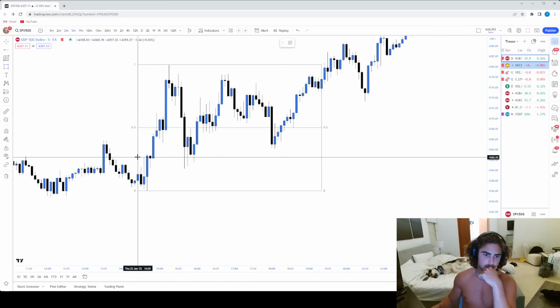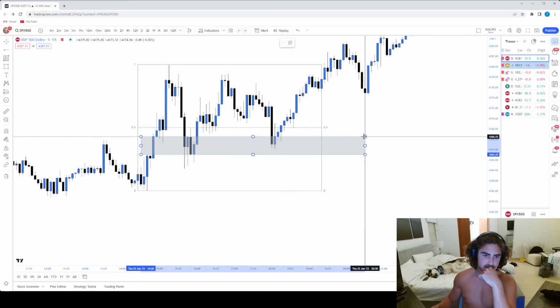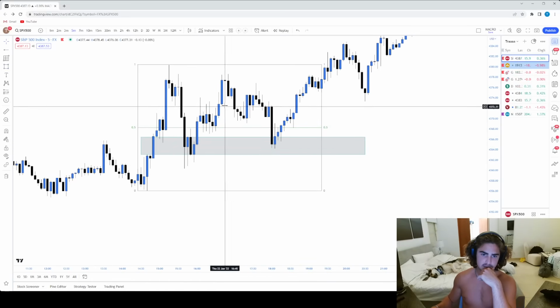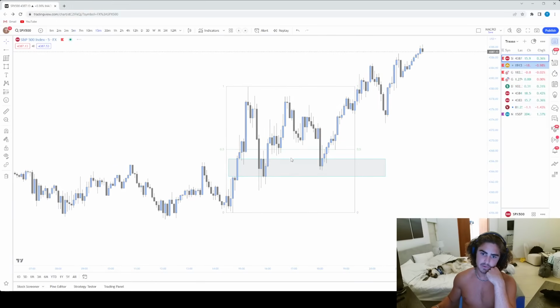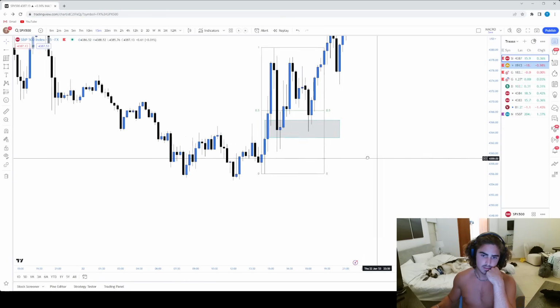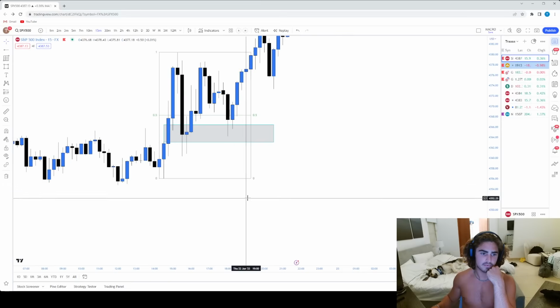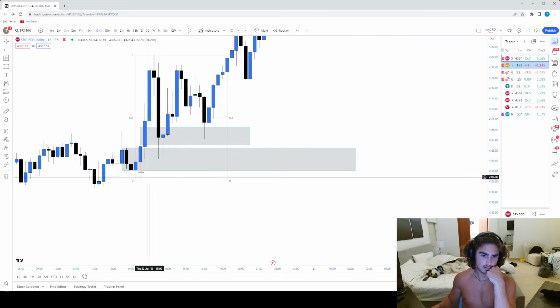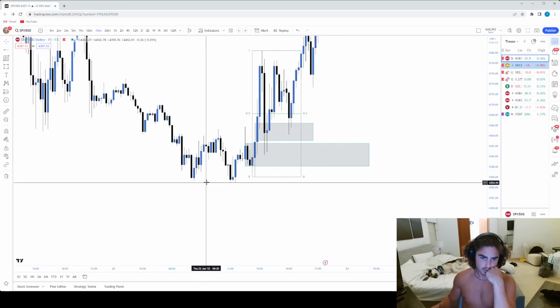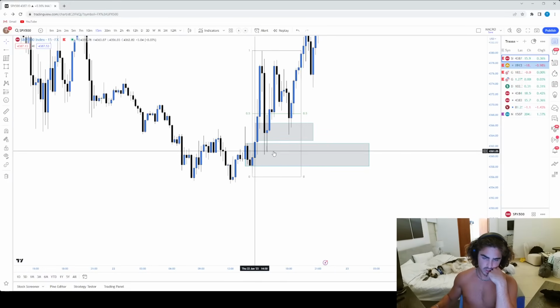What does it do? Fills this imbalance. Break structure to the upside. Rallies. Takes out highs. And if you go on the 15 minute, what was this? I literally caught a long off of this today. What's this? Order block.